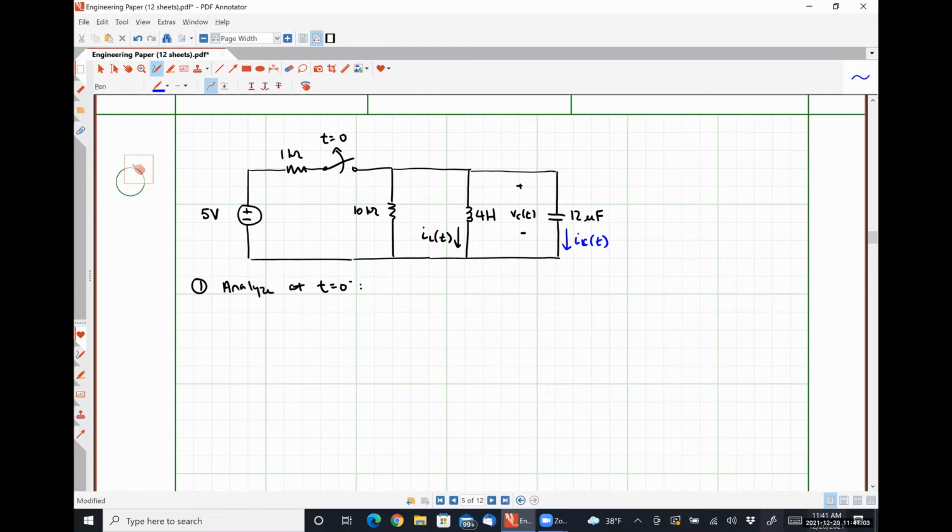All right. So at t equals 0 minus, our circuit is going to look like this, right? We're going to have a 5-volt source. We have a 1 kilo ohm resistor, a 10 kilo ohm resistor, and the short circuit represents our inductor.